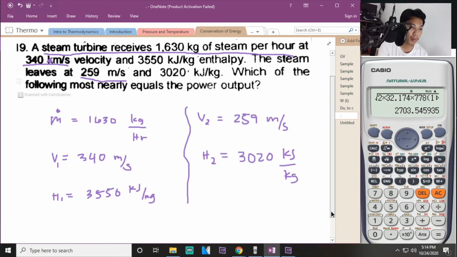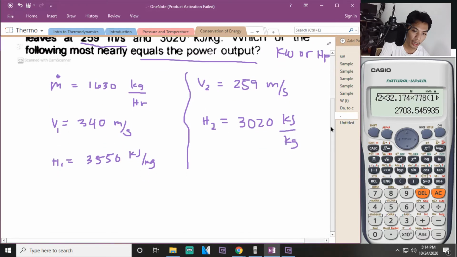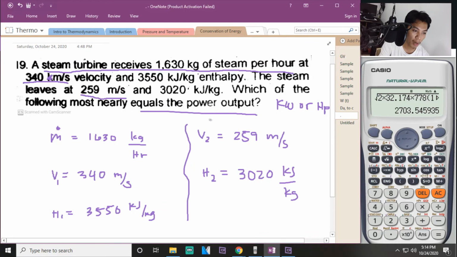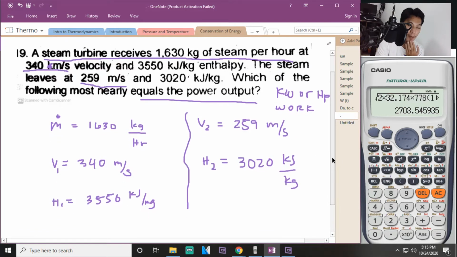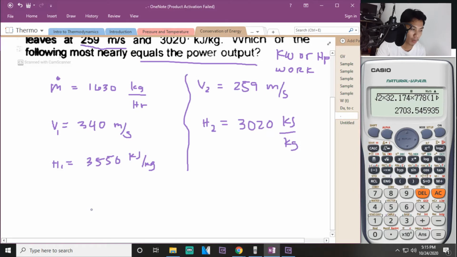So, meron pa ba ibinigay dyan? Wala na. Which of the following most nearly equals the power output? So, anong unit yan? That is in kilowatt or HP. Yan ang hinahanap natin. Ang power output is always hindi heat. Okay? Pag turbine, hindi na heat yan. The power output is the work ng iyong turbine. Okay? Kapag in-specify power output, that is work. Kapag sinabing loss, heat gain, heat yun.